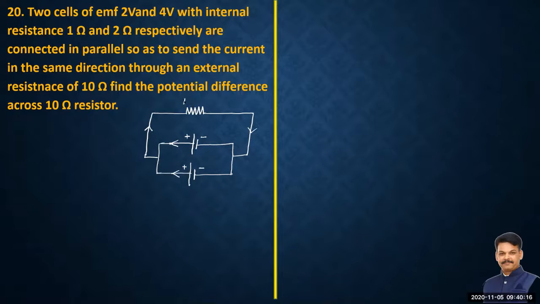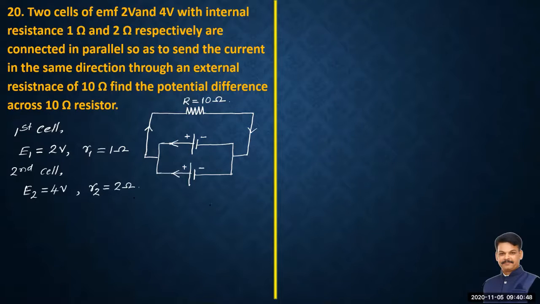What is the value of this external resistor? It is 10 ohm. And what are the values of the batteries here? For the first cell, EMF E1 is given, it is 2 volt, and internal resistance R1 is 1 ohm. For the second cell, E2 is 4 volt, it is given in the problem. So R2, that is its internal resistance, is 2 ohm.